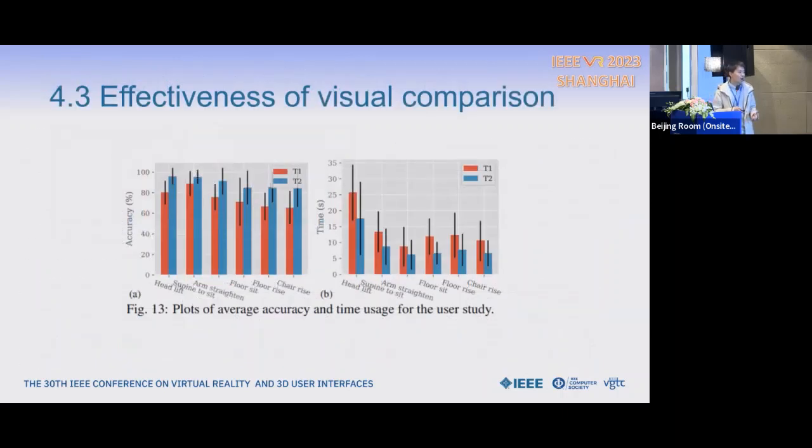Finally, we also compare the average accuracy and the average time usage for participants when performing two tasks. The results show that our system can assist them in muscle strength assessment in a faster and more accurate manner.